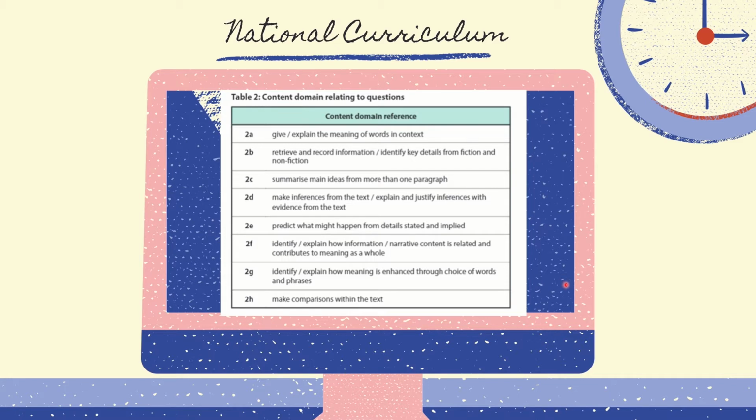Inference is often called reading between the lines. When we infer meaning, we use clues given to us to reach a conclusion. These clues can be anything from a specific word used to the way a character acts, and inference questions are the most common question types in tests alongside retrieval questions.